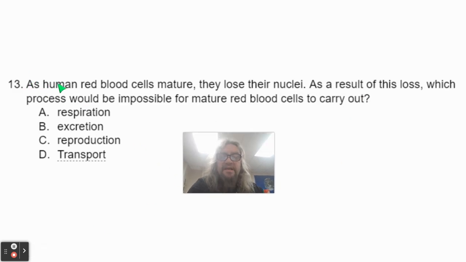Number 13. As human red blood cells mature, they lose their nuclei. As a result of this loss, which process would be impossible for mature red blood cells to carry out? A, respiration, B, excretion, C, reproduction, D, transport.